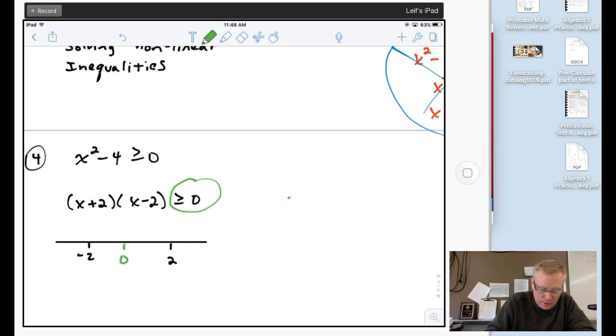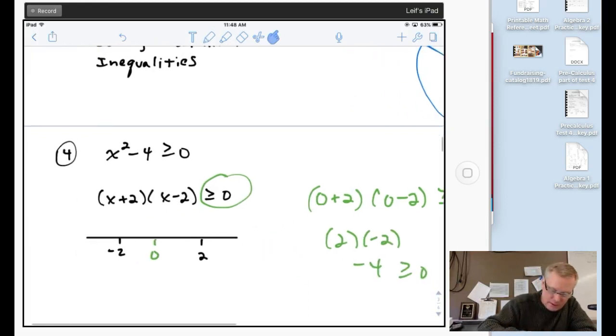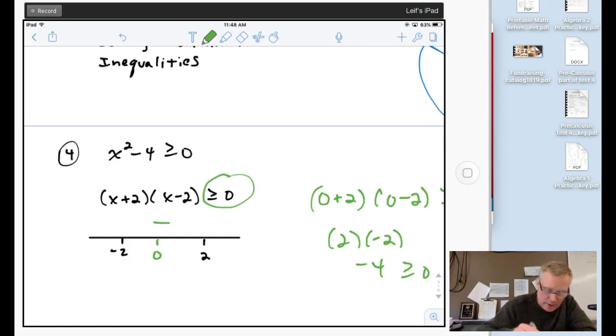And if I plug in 0, I get 0 plus 2 times 0 minus 2. Is that, you know, positive? Is it negative? Is it greater than or equal to 0? You know, that's 2 times negative 2, which is negative 4. So that's not, I get negative there. I'll put a negative here.